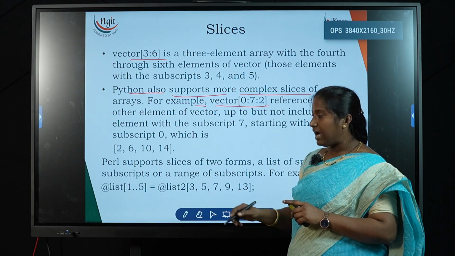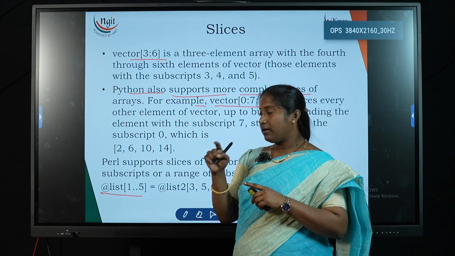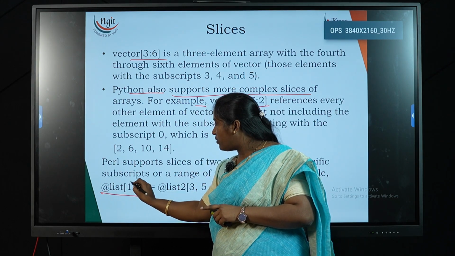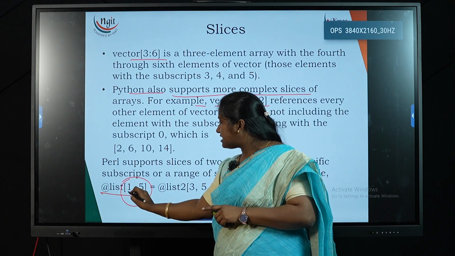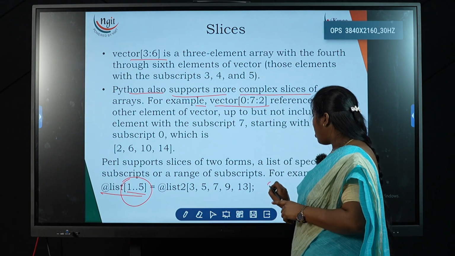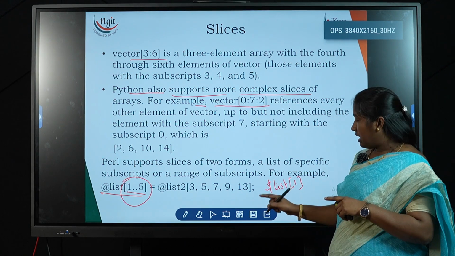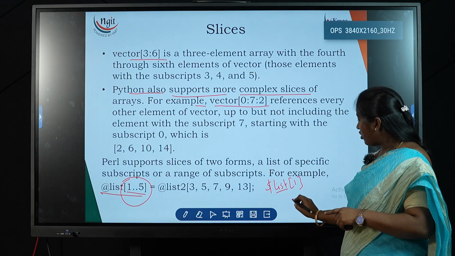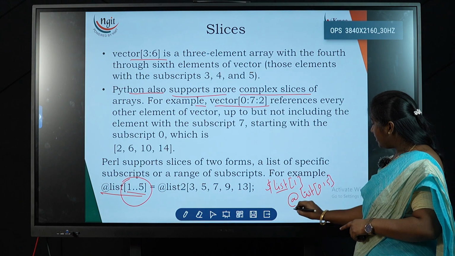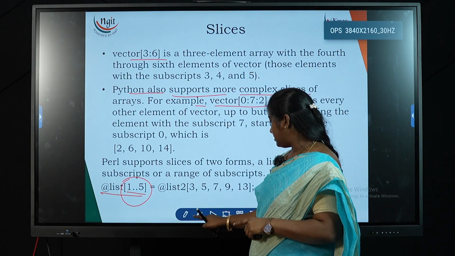So Perl also supports this. I told you in the previous slide, the @ symbol is given for the list of elements. The @ symbol is given for the array. So @list will tell you it is an array which consists of 1 to 5 elements. The dollar symbol will be given as $list of 1. That means you are talking about one element from the list. If you talk about the complete array, @list 0 to 5. It is what? A slice. @ is for array, dollar is for list of elements.